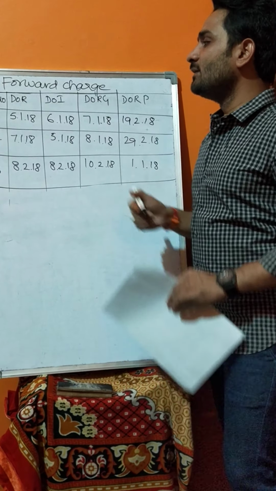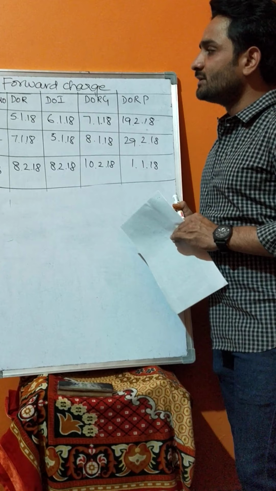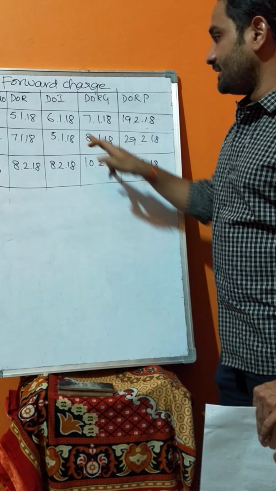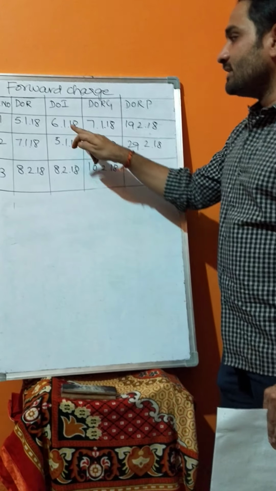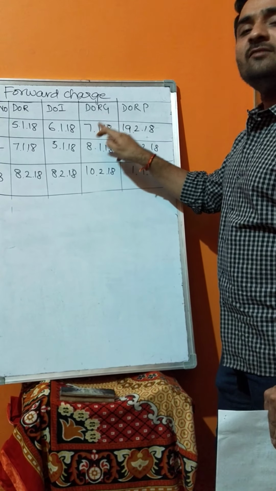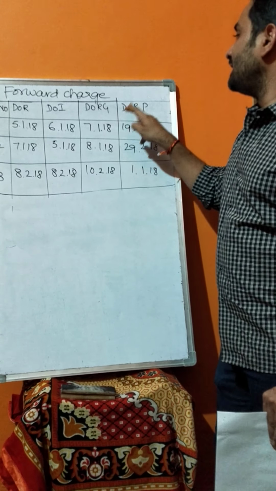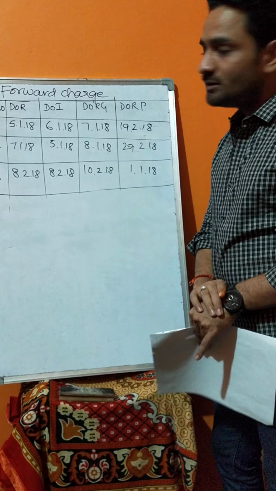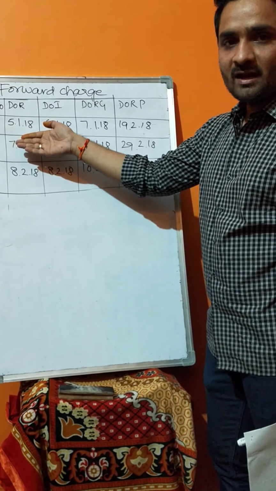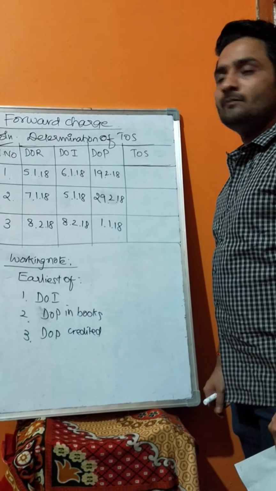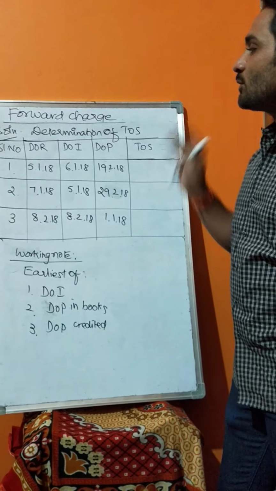Look at the serial number 1. Date of removal of goods is given as 5th January 2018. Date of invoice issued is 6th January 2018. Date of receipt of goods is on 7th January 2018. Date of receipt of payment is on 19th February 2018. Likewise, it is given in serial number 2, serial number 3. Look at the solution for question number 1.